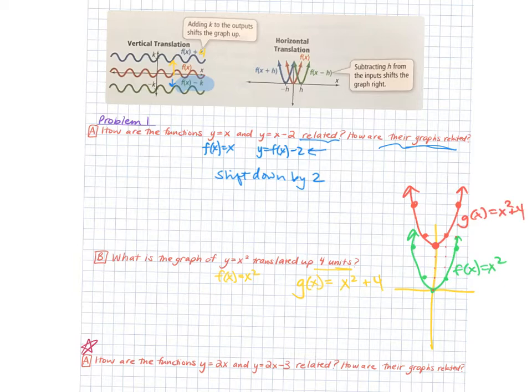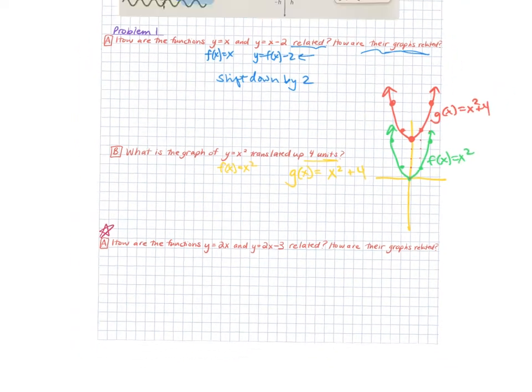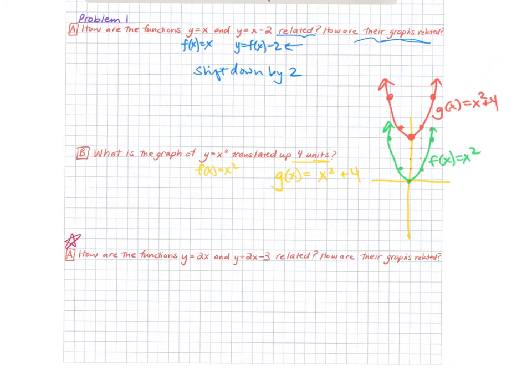Okay, so here's one for you to try on your own, or maybe there's another one on the next page. But try this one first. Press pause and then check back for the solution. Just write how they are related, and then how their graphs are related. What happens to the graph? So press pause and then check back.